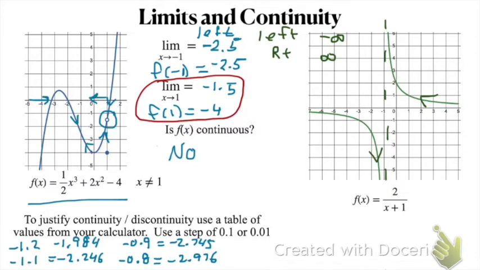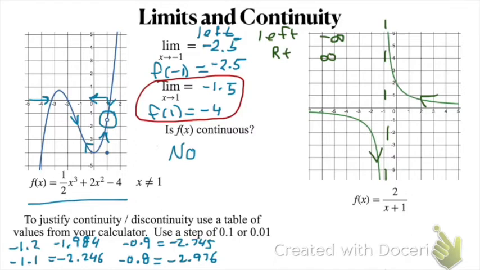So when you're looking at this, you should be able to tell right away that it's discontinuous. The limit as we approach -1 from the left and from the right are not the same. One is going to negative infinity, and one is going to infinity. So we have a discontinuity right there. We already know it's discontinuous for the whole function.